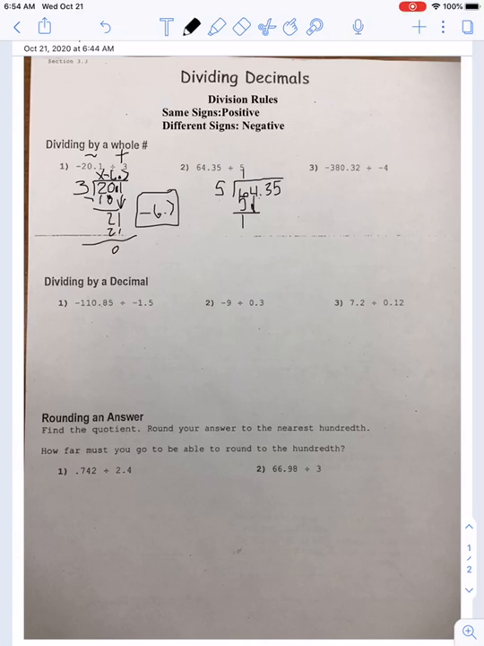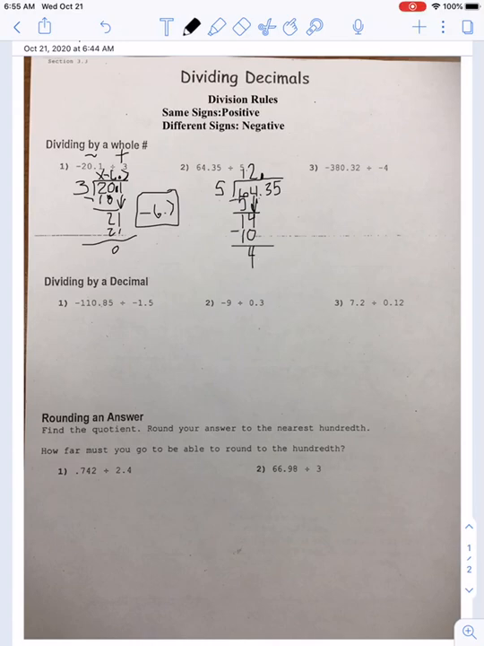We bring down the 4. 5 can go into 14 2 times. That will give us 10. If you want to, you can then bring the decimal straight up in your answer. Wherever the decimal is inside the divisor, when you're dividing a decimal by a whole number, you can just put the decimal straight up. That will give us a remainder of 4.